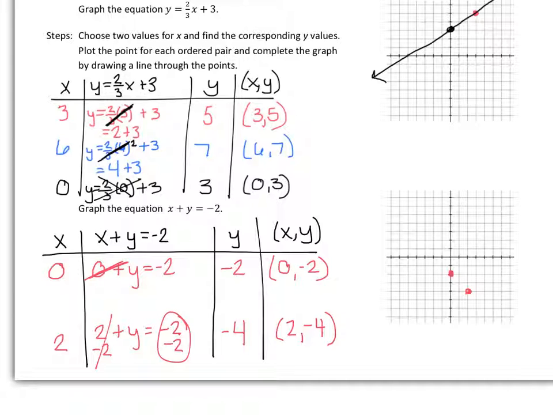Alright, you've got two now. You should be able to draw a straight line. If you need help drawing straight lines, just grab your book, turn it sideways and use the edge, or use a piece of paper, whatever.